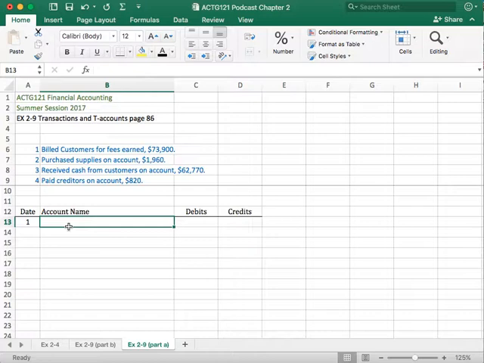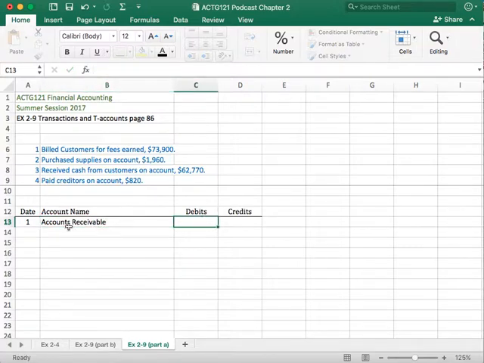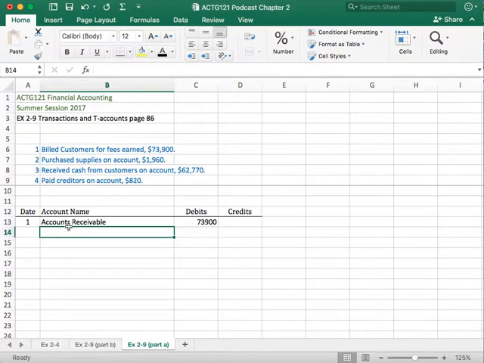Fees earned is the revenue. We increase accounts receivable with a debit. We increase fees earned with a credit. The thing to remember is with a journal entry, the accounts we're going to debit always go first. So I'm going to type that in, accounts receivable, 73,900. And if you hear some thumping in the background, that's my cat running down the hall.